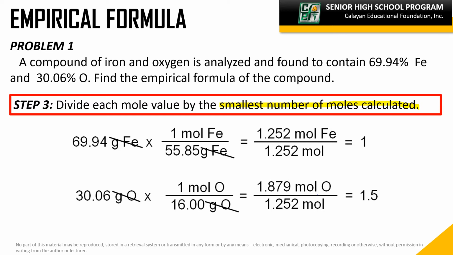For step 3, we have to divide each mole by the smallest number of moles calculated. Going back, the smallest number of moles calculated is 1.252. So that's what we're going to use. So 1.252 divided by 1.252 will give you an answer of 1. For oxygen, we have 1.879 divided by 1.252, which will give you an answer of 1.5.